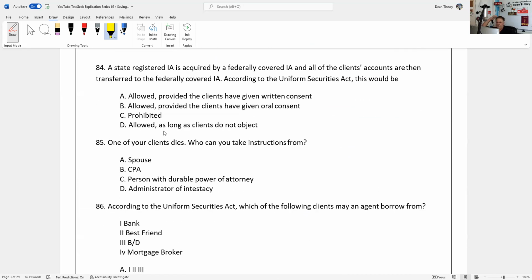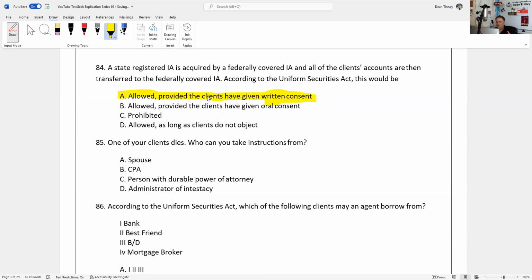A state registered investment advisor is acquired by a federally covered investment advisor. And all the client's accounts are then transferred to the federally covered investment advisor. According to the Uniform Securities Act, this would be, I don't particularly like the phraseology Brian has, but boy, what he's getting at in this question is certainly testable: investment advisory contracts need written consent to be assigned, and that's definitely testable.